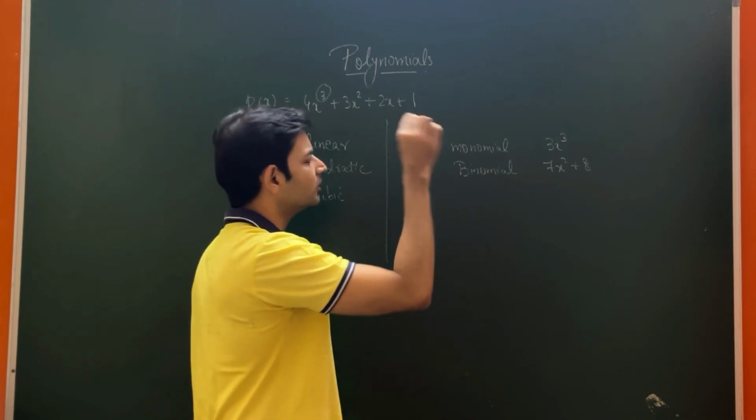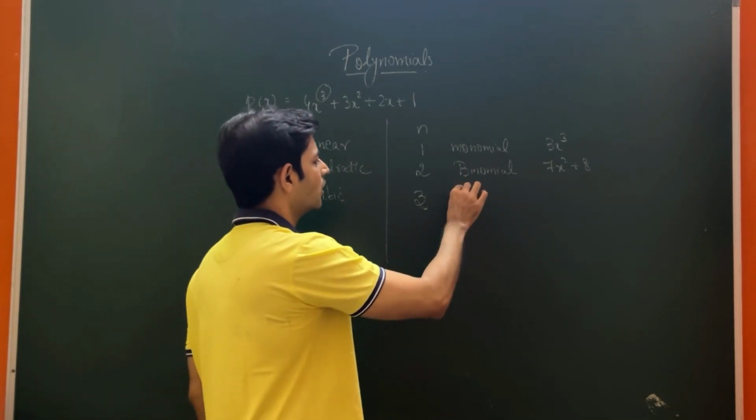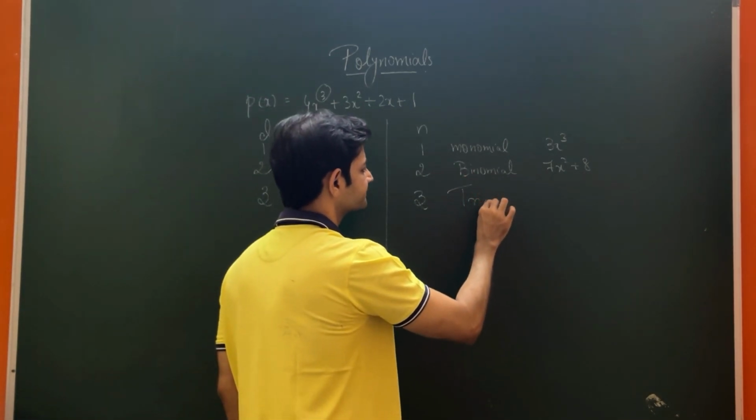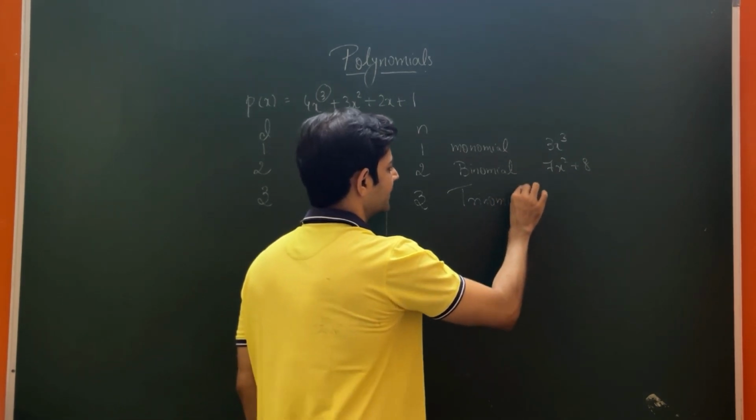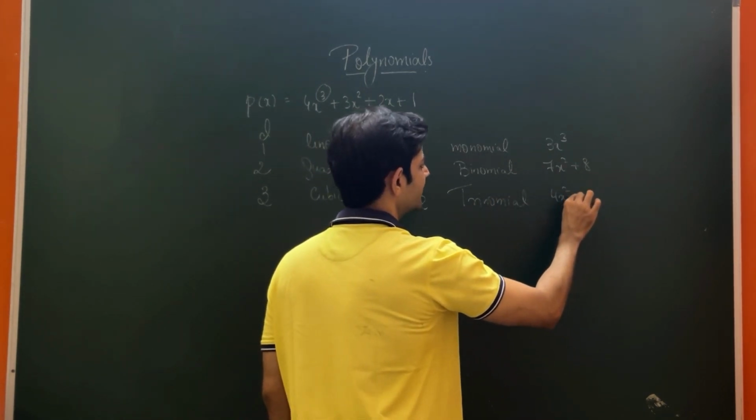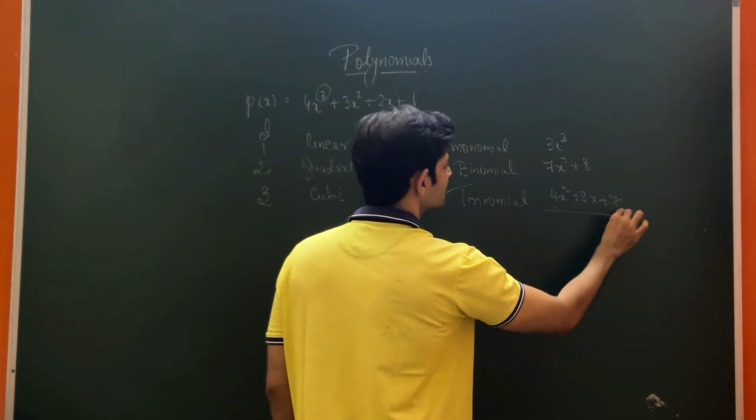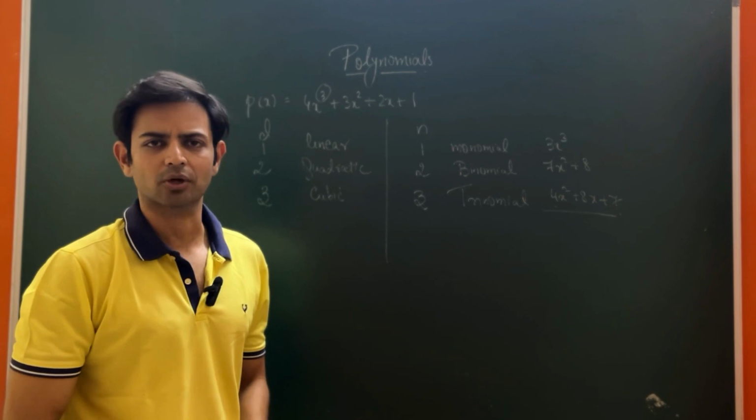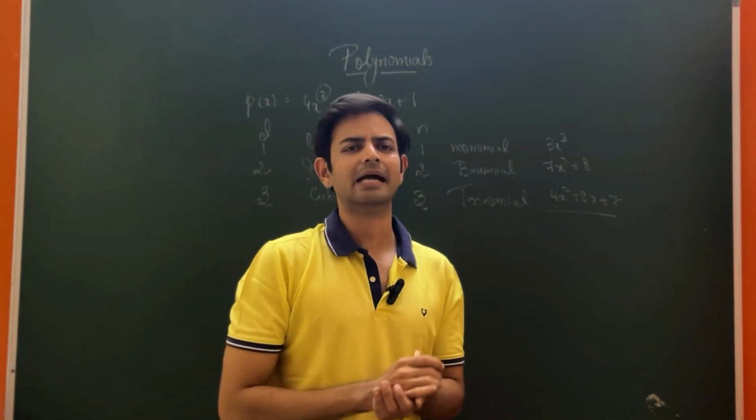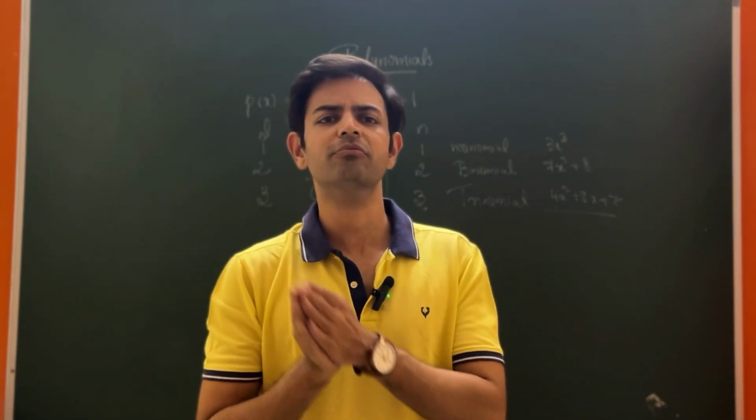Third, if the number of terms is 3, it is called a trinomial. For example, 4x square plus 8x plus 7. So here the number of terms is 3. This is also called a trinomial. So in this way, we can categorize the different types of polynomials.